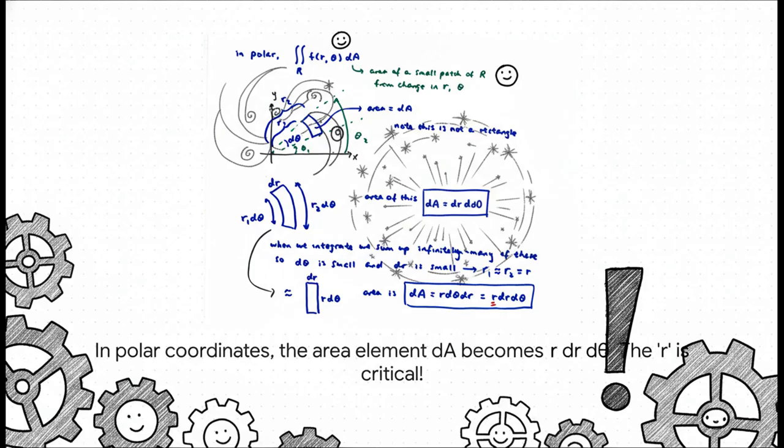But here is the absolute secret sauce, the magic ingredient you cannot forget. The area element, dA, becomes r dr d theta. That extra r is absolutely critical. It's a correction factor, because the farther you get from the center, the bigger the little area slices get. Forgetting that r is probably the #1 mistake people make.